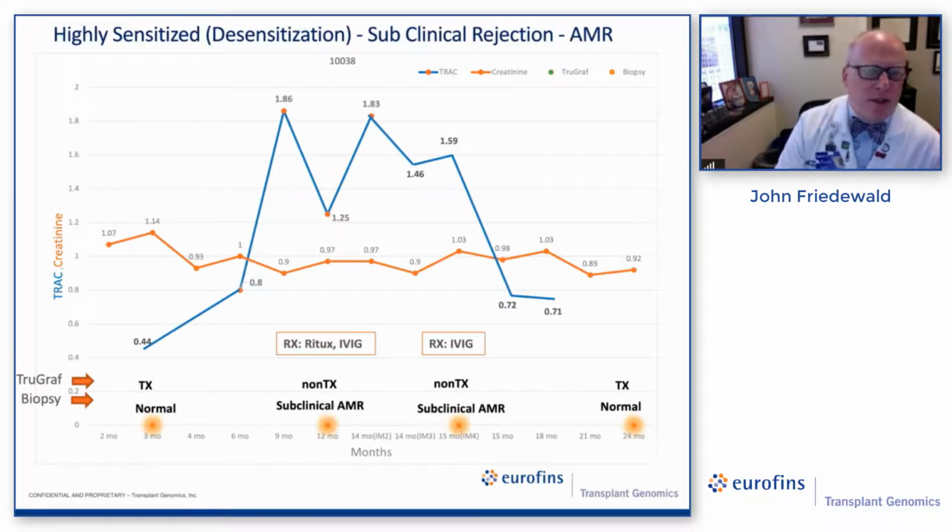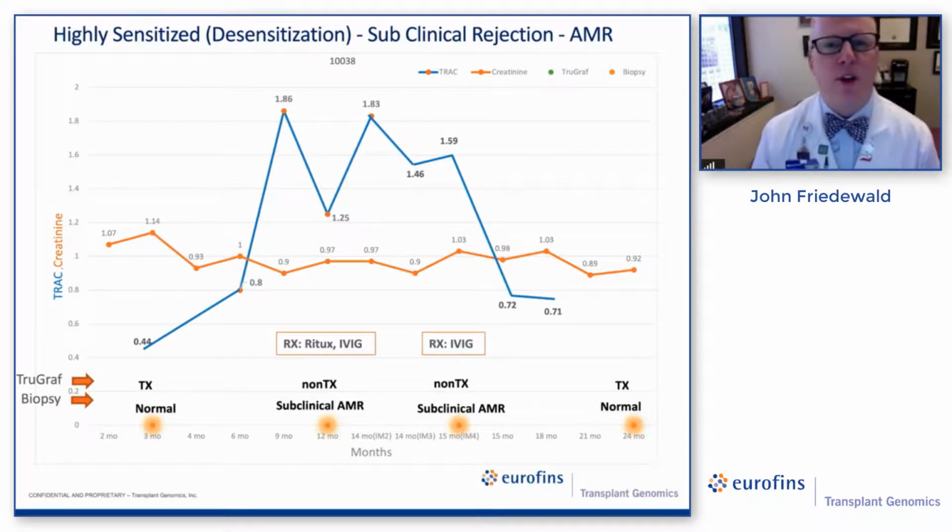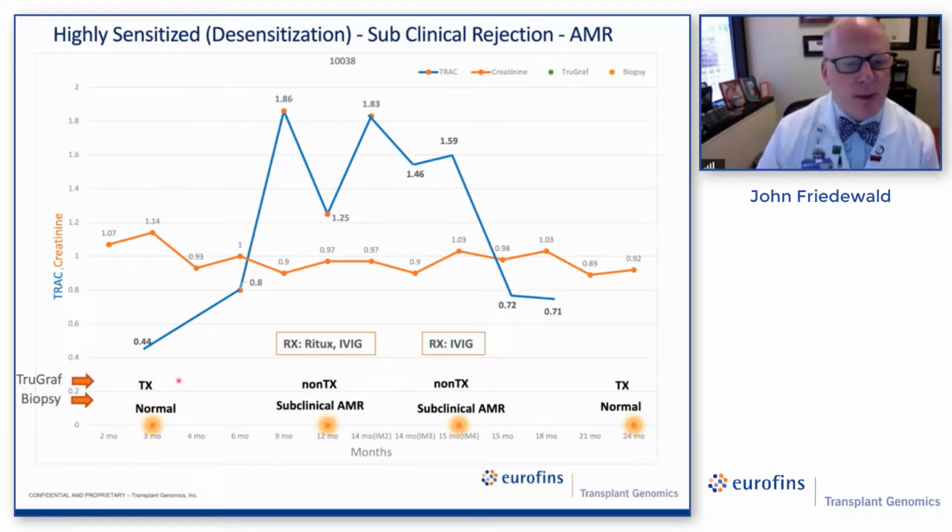Here's a patient that was highly sensitized and underwent pre-transplant desensitization for an HLA positive cross-match. I just want to illustrate this because it shows how, again, gene expression profiling like TruGraf can work in conjunction with cell-free DNA. So again, this patient early on had a perfectly good course in terms of kidney function, very stable and normal serum creatinine throughout the 2 years.